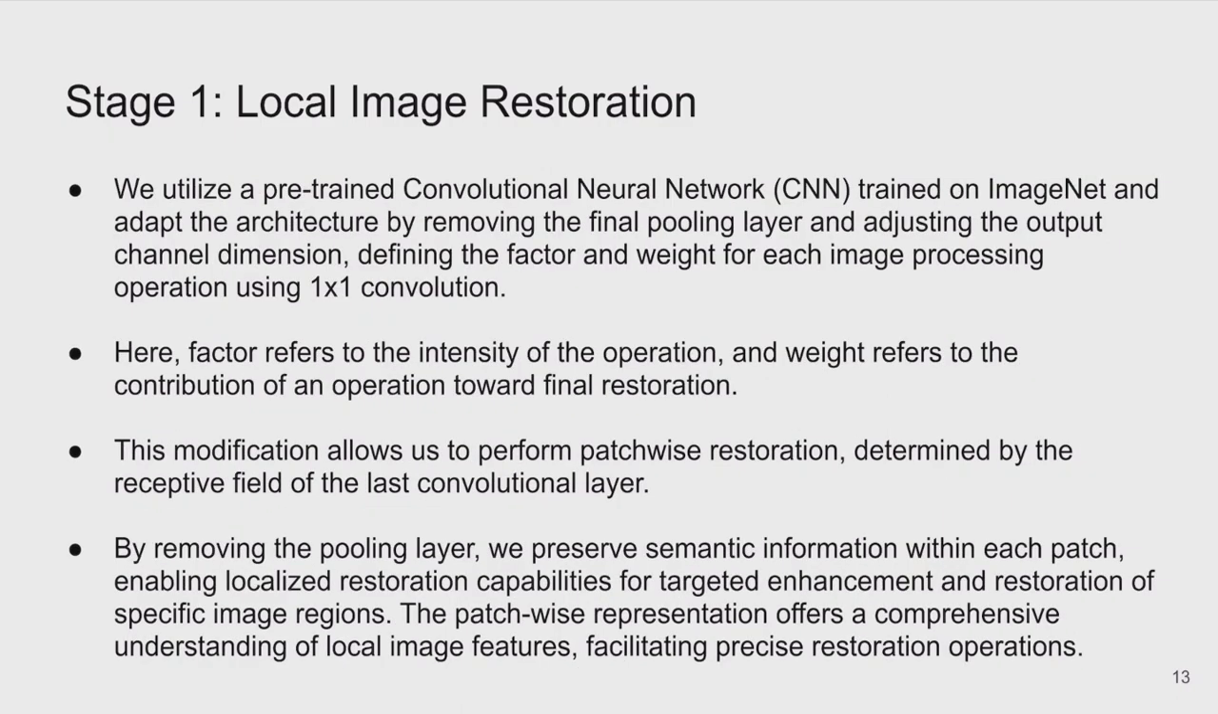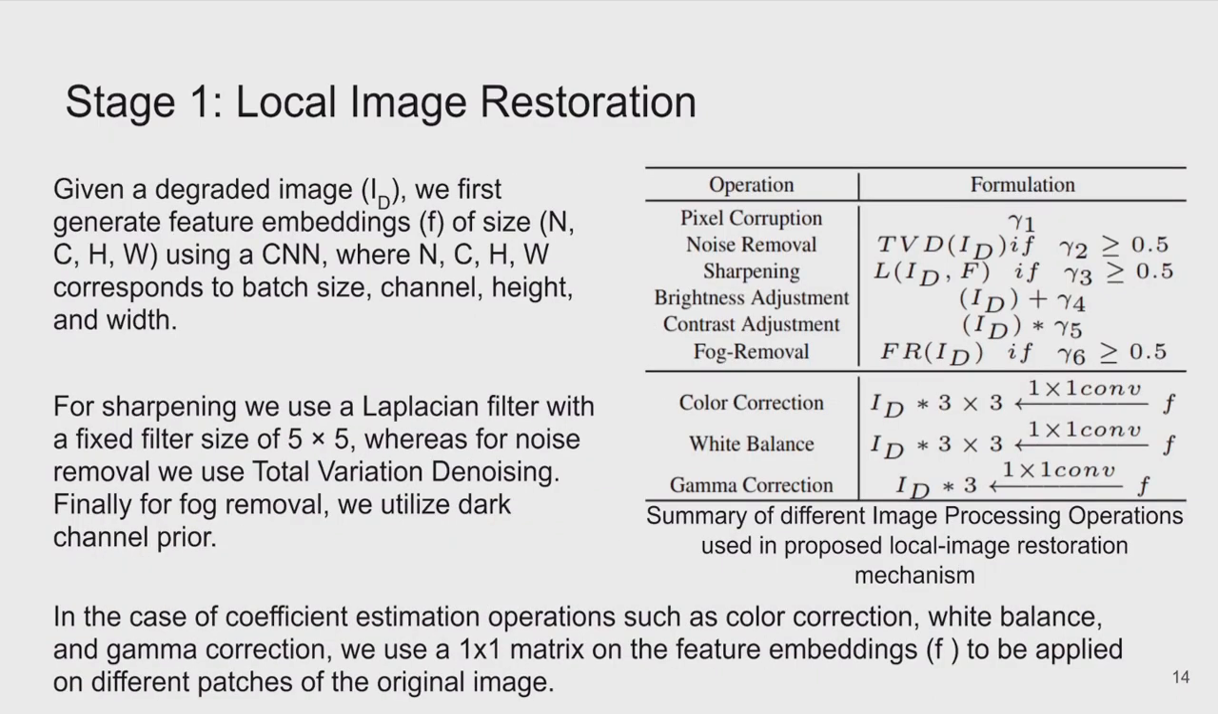Now, to achieve this, we utilize a pre-trained convolutional neural network trained on ImageNet and adapt the architecture by removing the final pooling layer and adjusting the output dimension, defining the factor and weight for each image processing operation using a 1x1 convolution. Here, factor refers to the intensity of the operation, and weight refers to the contribution of an operation towards final restoration. This modification allows us to perform patchwise restoration determined by the receptive field of the last convolutional layer. By removing the pooling layer, we preserve the semantic information within each patch, enabling localized restoration capability for target enhancement and restoration of specific image regions. The patchwise representation offers a comprehensive understanding of local image features, facilitating precise restoration operation.